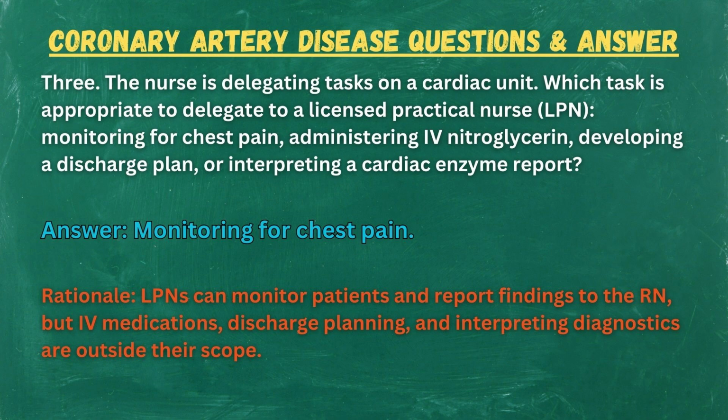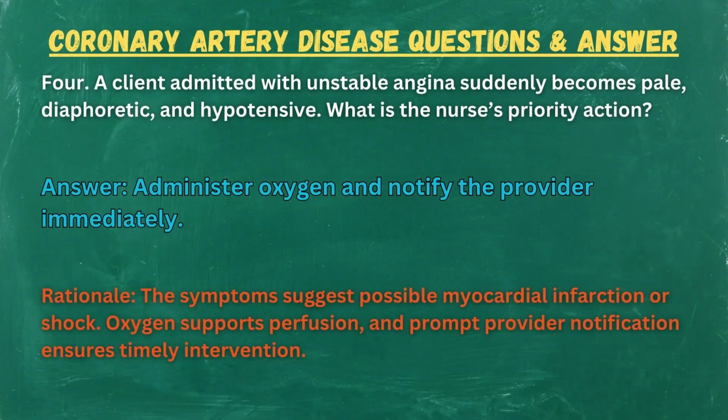Answer: monitoring for chest pain. Rationale: LPNs can monitor patients and report findings to the RN, but medications, discharge planning, and interpreting diagnostics are outside their scope. 4. A client admitted with unstable angina suddenly becomes pale, diaphoretic, and hypotensive.